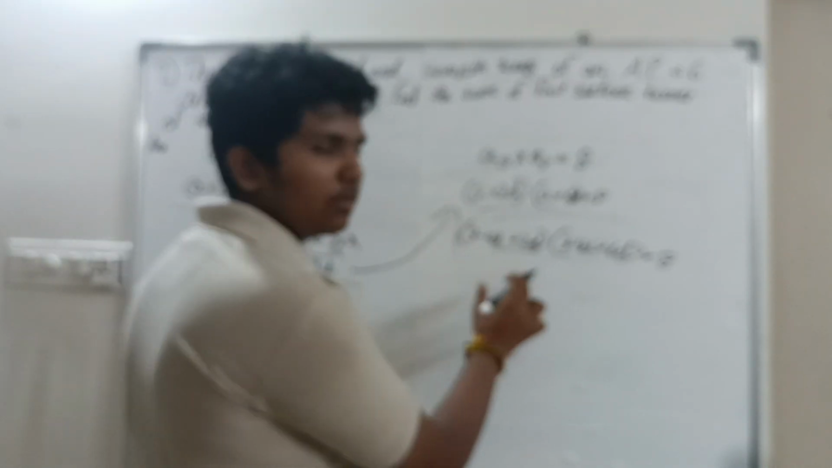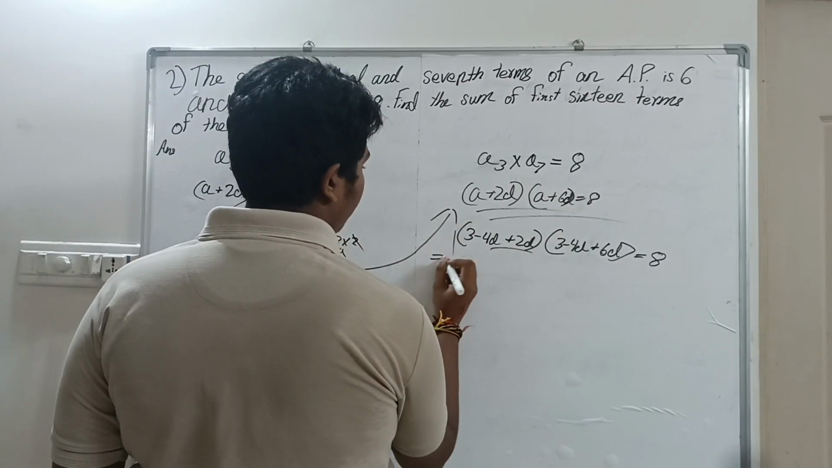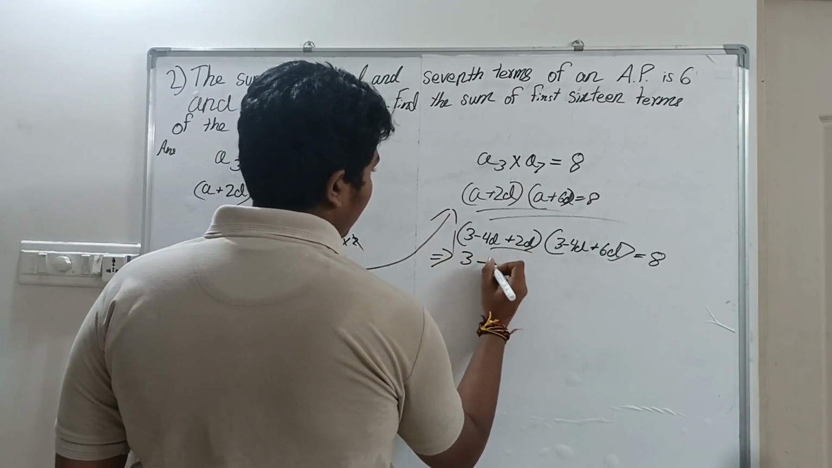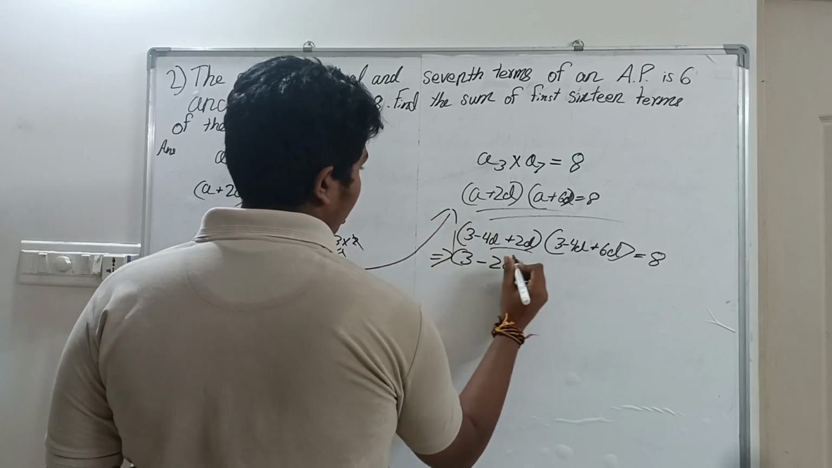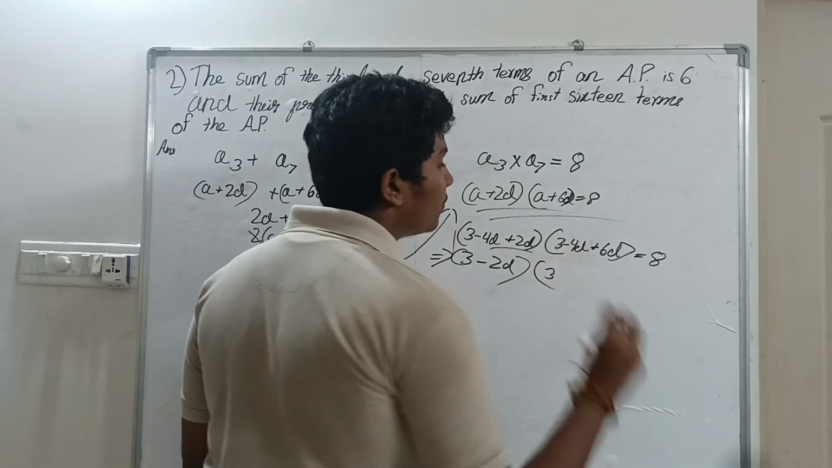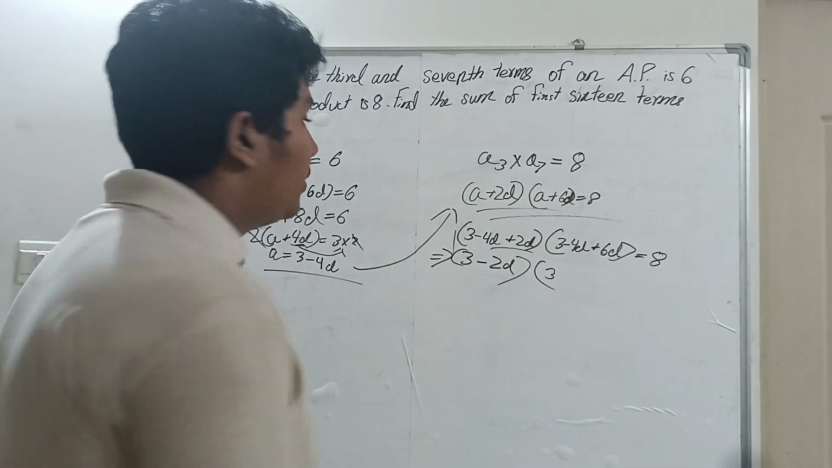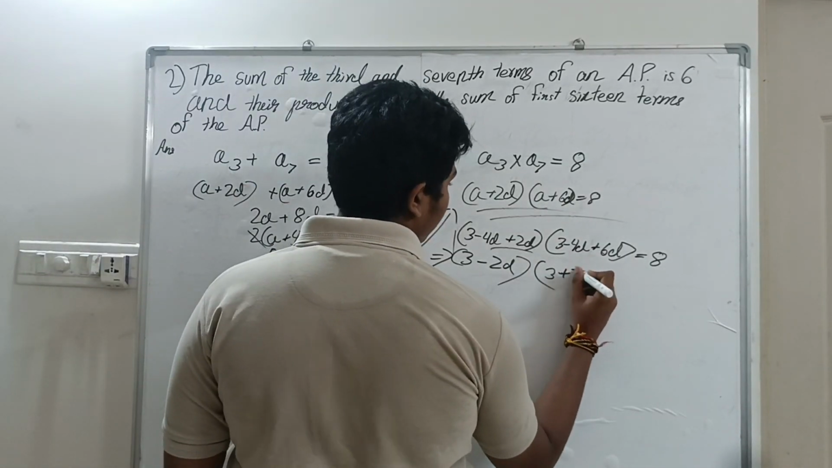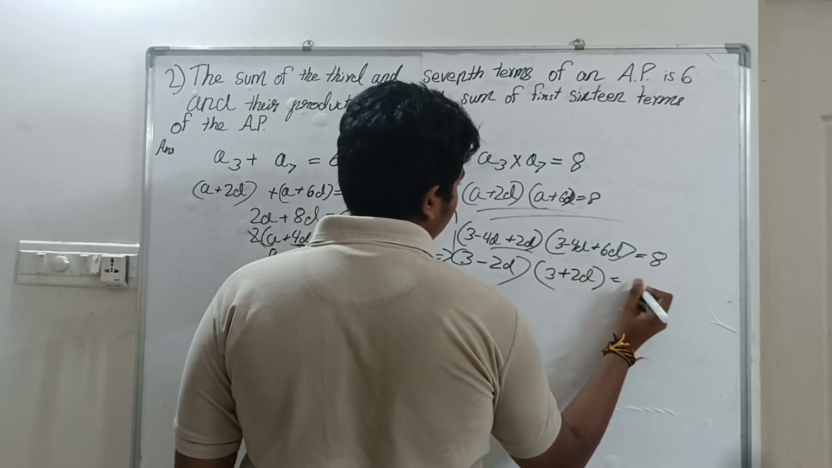So, how do you have to do? First, you have to think of this guy, right? So, how do you do? 3 minus 2d brackets into 3 will remain there. Minus 4 plus 6 is what? Plus 2, right? So, plus 2d equal to 8.